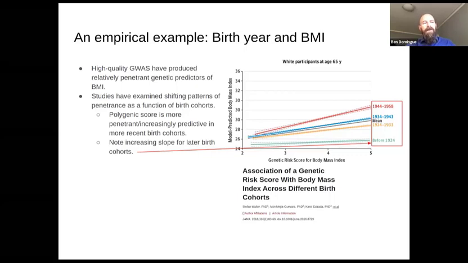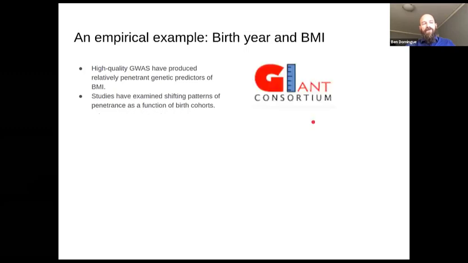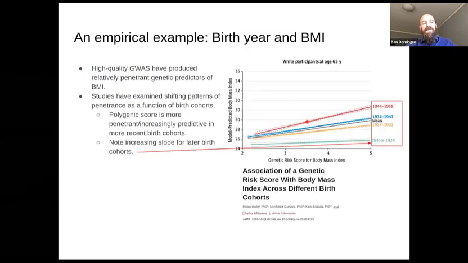So these birth cohorts, they're basically HRS birth cohorts. So the green line represents the slope associating the PGS for BMI and actual BMI. This green is the earliest births. Yellow is 1924 to 1933, and so on, right? And so you get to the top, and now we have the steepest association between the BMI PGS and observed BMI, and they're taking this as evidence for GxE.